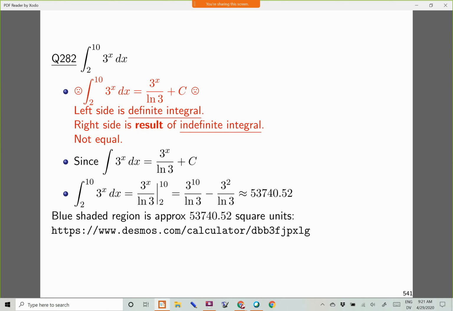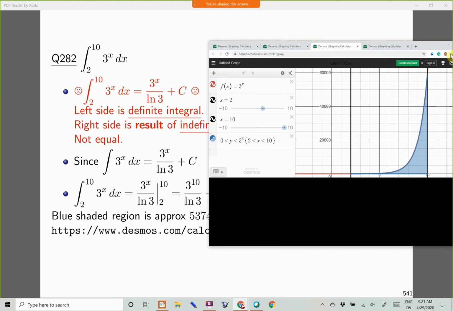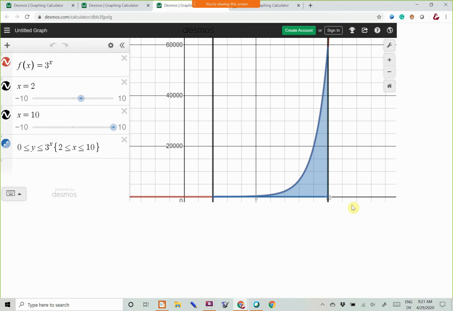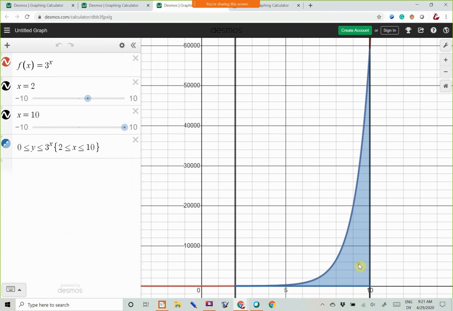This is how I would expect a final on-paper answer to look, but I ran this through a calculator and got 53,000. I will also pull up a picture of this. In the picture, the blue shaded region is 53,740 square units.